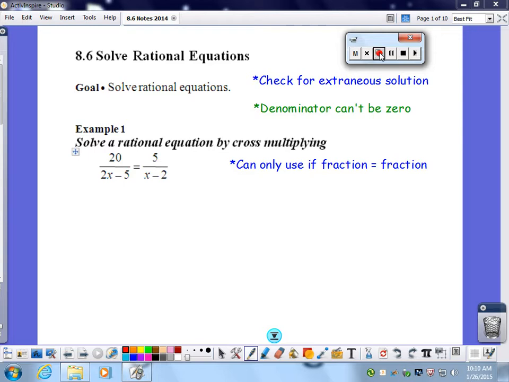All right, the first example that we're going to do, we're going to solve a rational equation by cross-multiplying. You can only use this technique if you have a single fraction equal to a single fraction. These are probably the easiest types of problem you're going to have. All right, so take a moment, write down the problem.